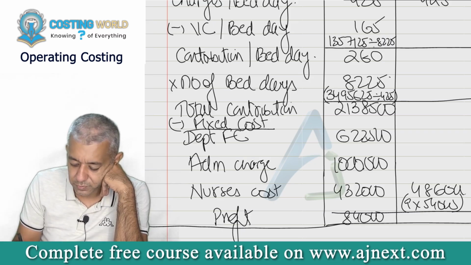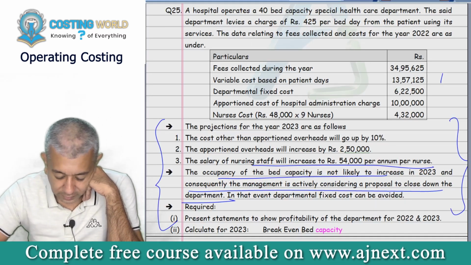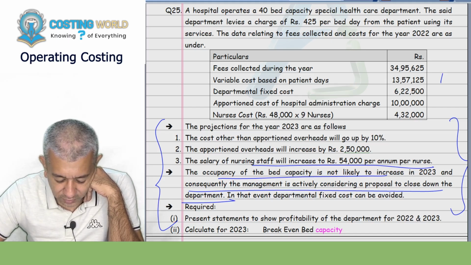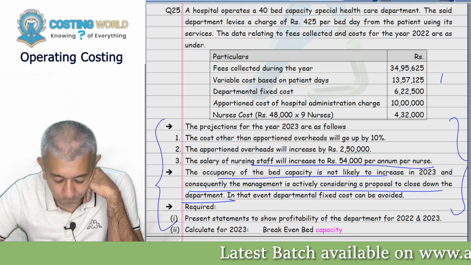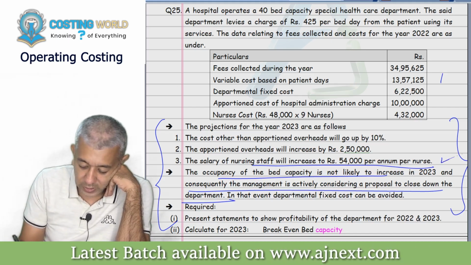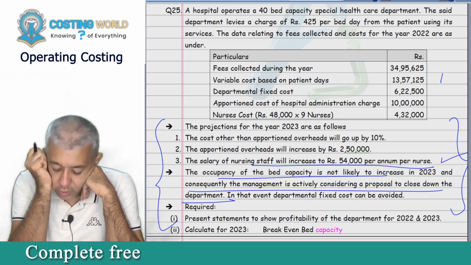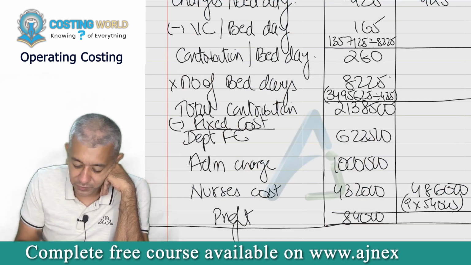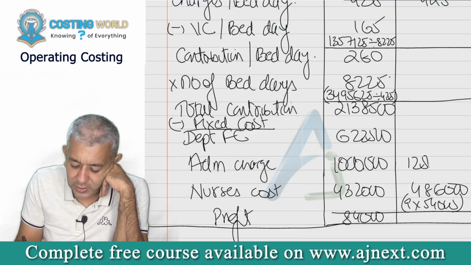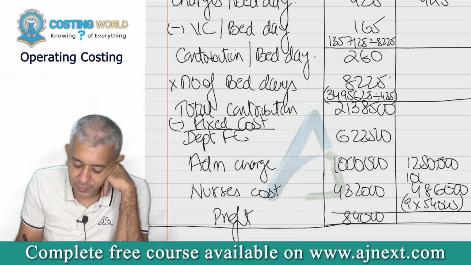4,86,000. Further, adjustment number 3 is done. Second, apportioned overheads will increase by 2.5 lakhs. So I guess this was 10 lakhs, now 12 lakh 50.